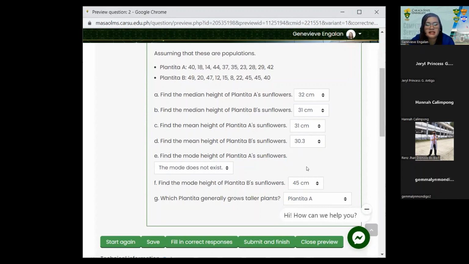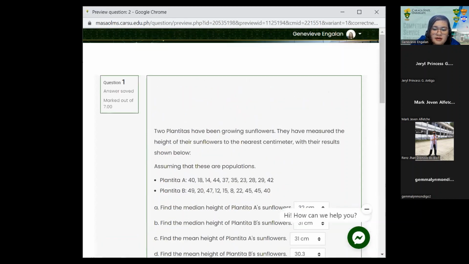So based sa ato ang answers ilahang mean, kinsa may mas taas og na pag-grow? Si plantita A. A. Okay, mas dako iya. Okay, so ang next is, nabay sayop sa next.